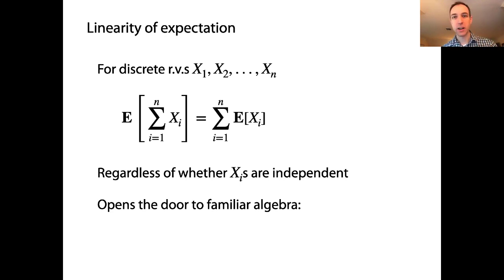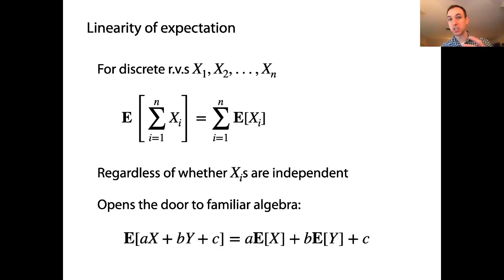Okay? So another way to think of linearity of expectation is in terms of what kind of algebra it lets us do if what we're dealing with is the expected value of a random variable. Here's an example where we're taking the expected value of a combination of two random variables, both multiplied by a coefficient. Let's say a and b are just constants. So constant a times random variable x plus constant b times random variable y plus constant c.